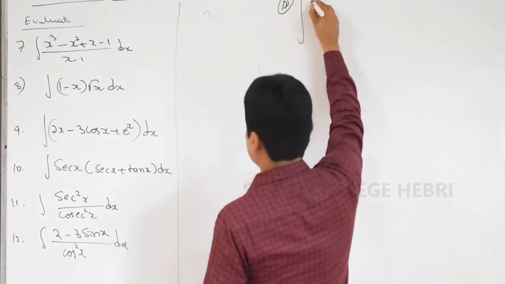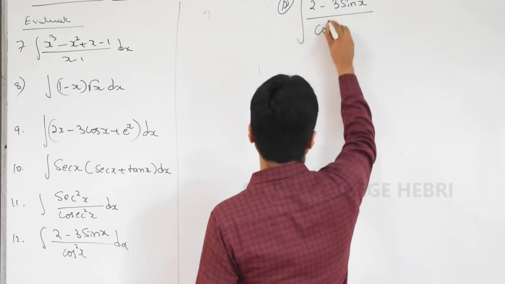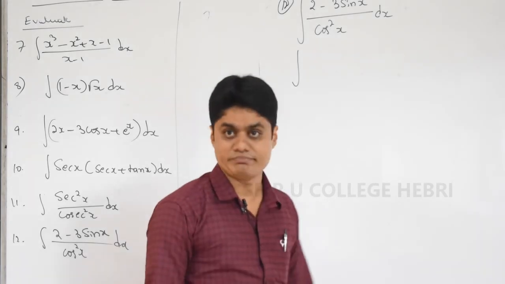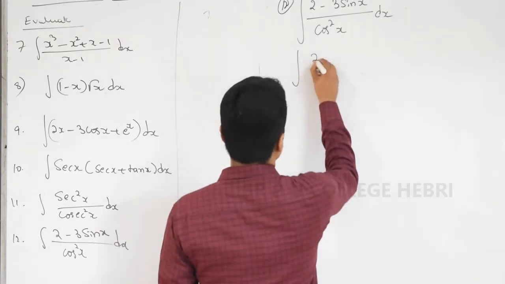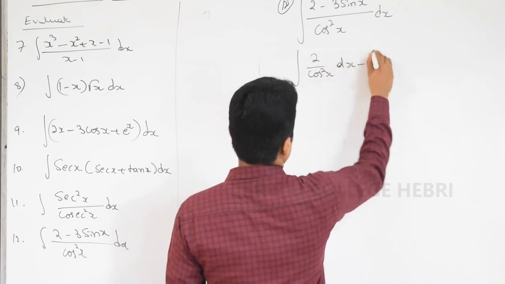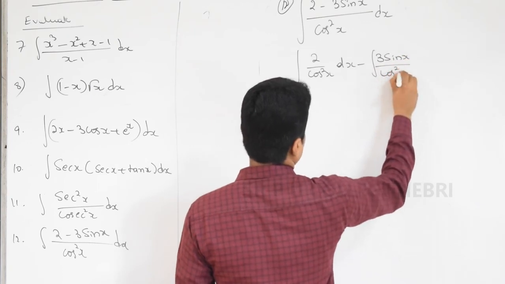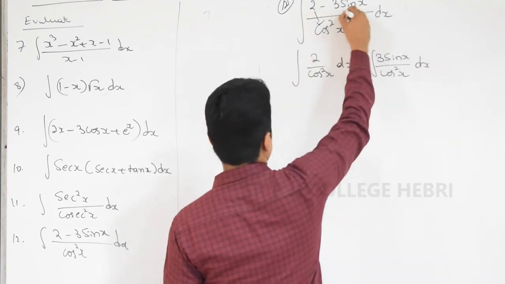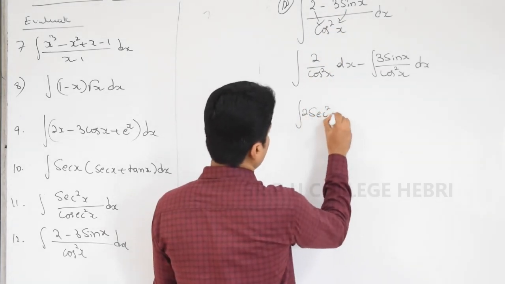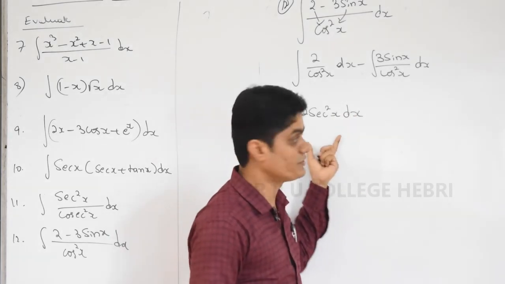12th one, 2 minus 3 sin x divided by cos square x. How can we integrate this, tell me? Directly it is impossible. So we should split into 2 parts: 2 by cos square x dx minus 3 sin x by cos square x dx. Understood? Split directly. Okay, it is allowed. So this is nothing but 2 into secant square x. Here we don't have any problem. Why? Because secant square x is a standard function for integration.